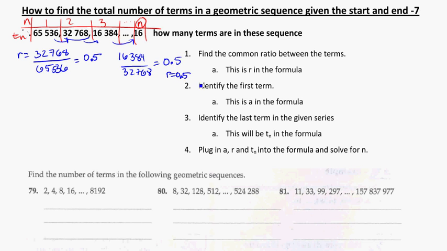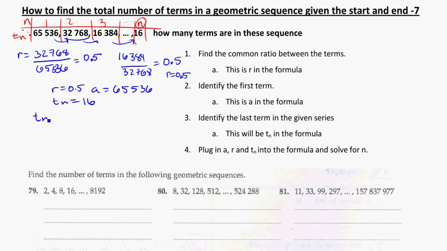You can leave it as a decimal or a fraction. The first term is easy, it's given to you there, so we know that r is equal to 0.5, a is equal to 65,536. And then the last thing we need to look at is the last term given in this series. It ends at 16, so the t sub n for the formula I'm going to fill in is 16. I don't know what n is there, but when I have a value of 16, what is n? So I'm going to plug in a, r, and t sub n into the formula, and I'm going to use solver to solve for n.